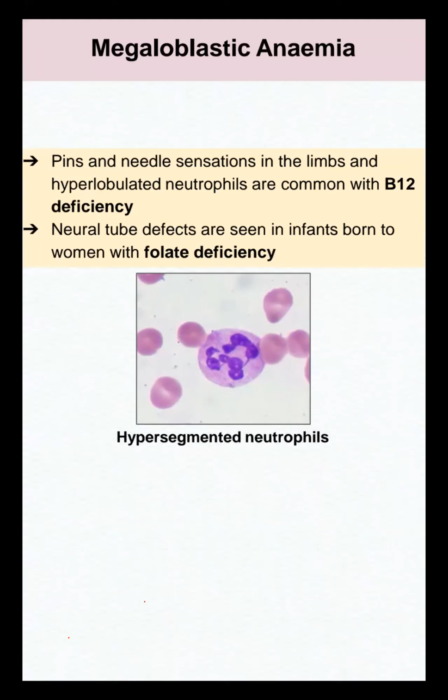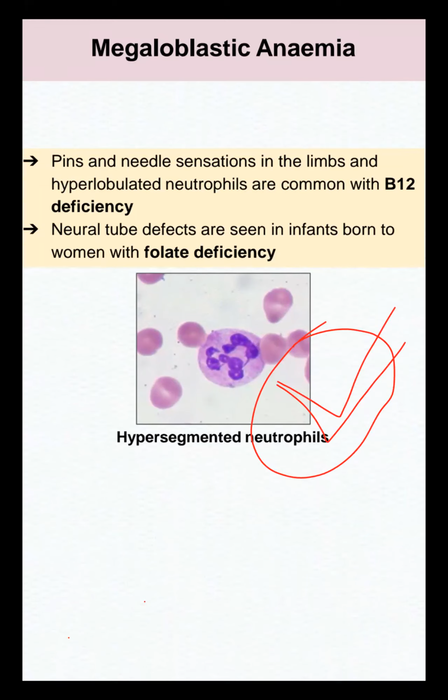Megaloblastic anemia, candidates, this image you will find and you will face in the exam. So remember very carefully: hypersegmented neutrophils and macrocytic anemia. I already gave many PDF links. Just try to find those images, you must see them. Okay.